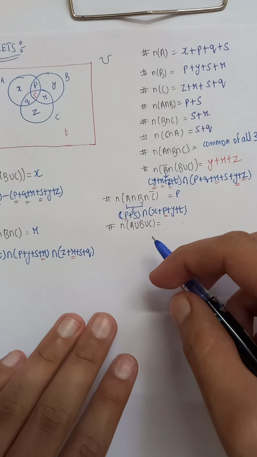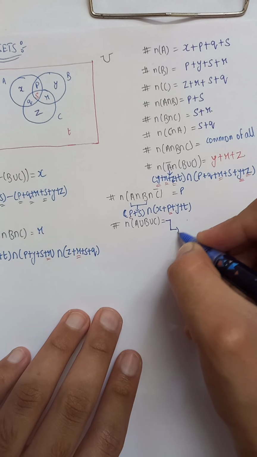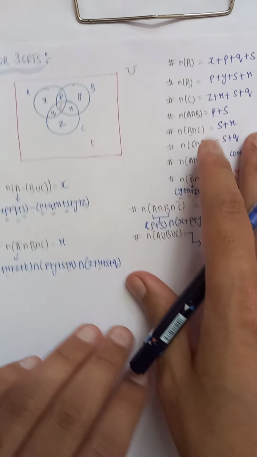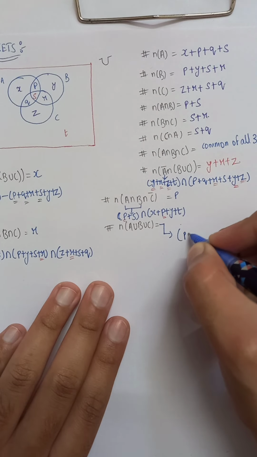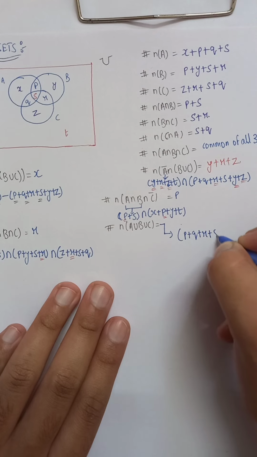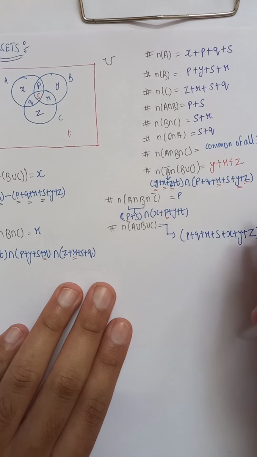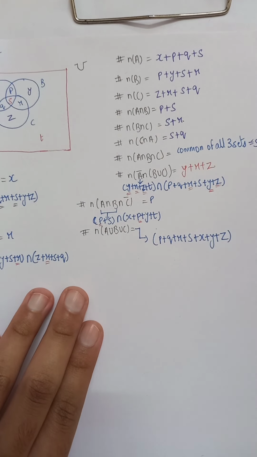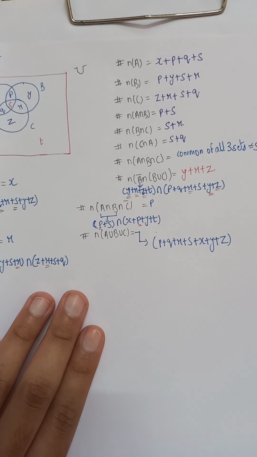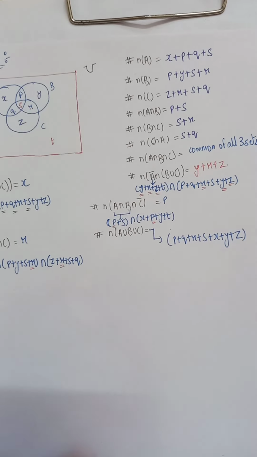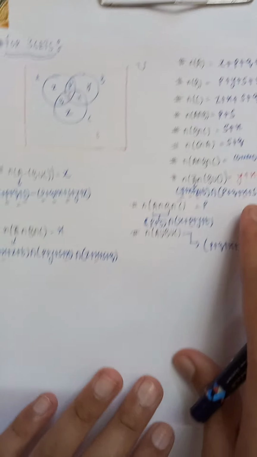Okay, so now what about A? Number of elements in A union B union C. What is the number of elements in A union B union C? You need to write all the elements present here. It's like P plus Q plus R plus S plus X plus Y plus Z. Okay, so this is the answer to this question. So now let's write a small note. I hope you understood how I solved this question.